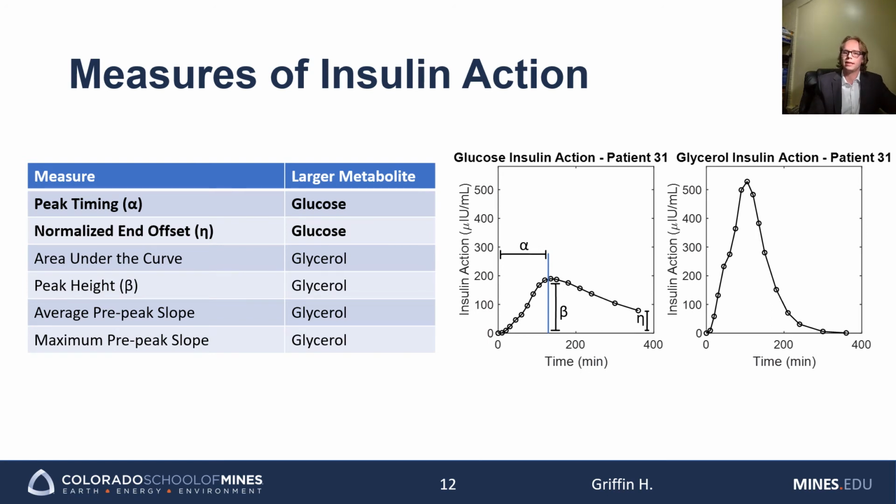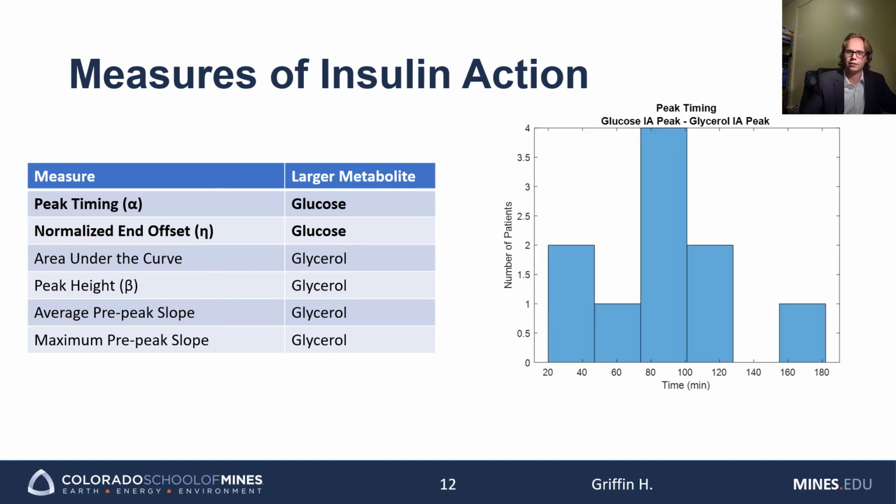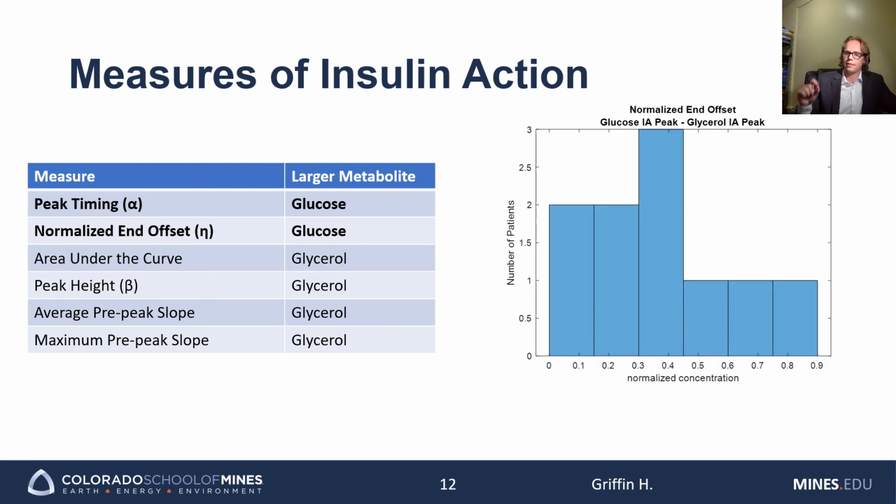So the peak timing is the time after the drink that insulin acts greatest on that tissue or on that metabolite. The normalized end offset is how far back from baseline that action is at the end of the protocol duration. Now, what we can see is that glucose is consistently larger in terms of peak timing, meaning that insulin is acting on glucose tissue after it's acting on glycerol tissue. We also see that the normalized end offset is greater for glucose than glycerol. In this case, insulin is acting on glucose tissue much after insulin has been acting on glycerol tissue.